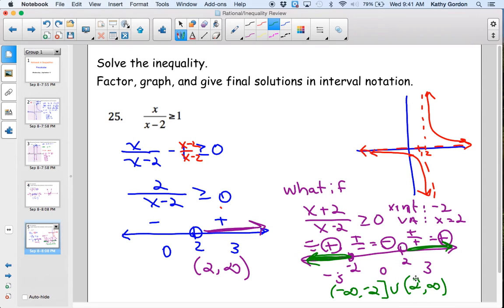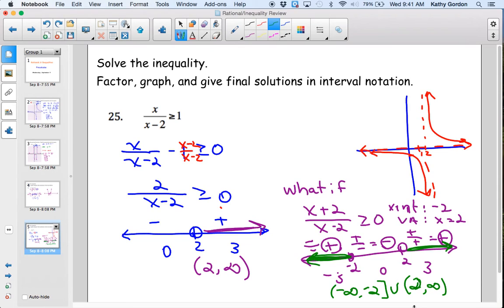Why is the positive 2 a parenthesis? Because the positive 2 is coming from the undefined value, the vertical asymptote. So we can never use anything that's coming from the vertical asymptote. Doesn't matter what your inequality sign says. Okay? So we can never include the undefined values, the vertical asymptote values. But our 0 values, our x-intercept values, will depend on whatever our inequality says. Okay, does that make sense?